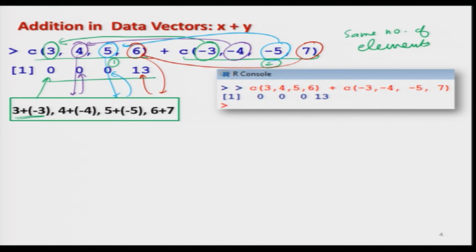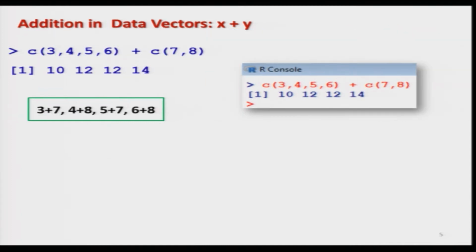Right, and you can see here the screenshot of the same operation when you do it on the R console. So what you have to observe here is that R is adding element-wise. Now, what will happen if the number of elements in the two data vectors is not the same?